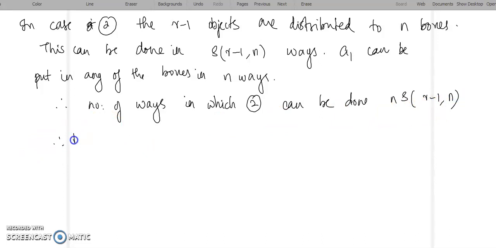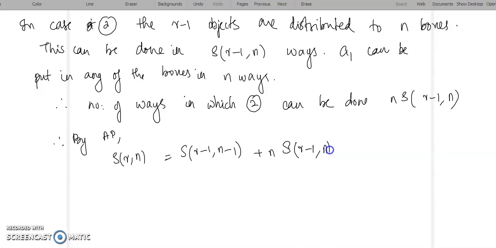So by the addition principle, S(r, n) will be equal to S(r-1, n-1) plus n S(r-1, n). So this is the number of ways of distributing r objects to n boxes. This is the recurrence relation which gives the Stirling's number with given r and n.